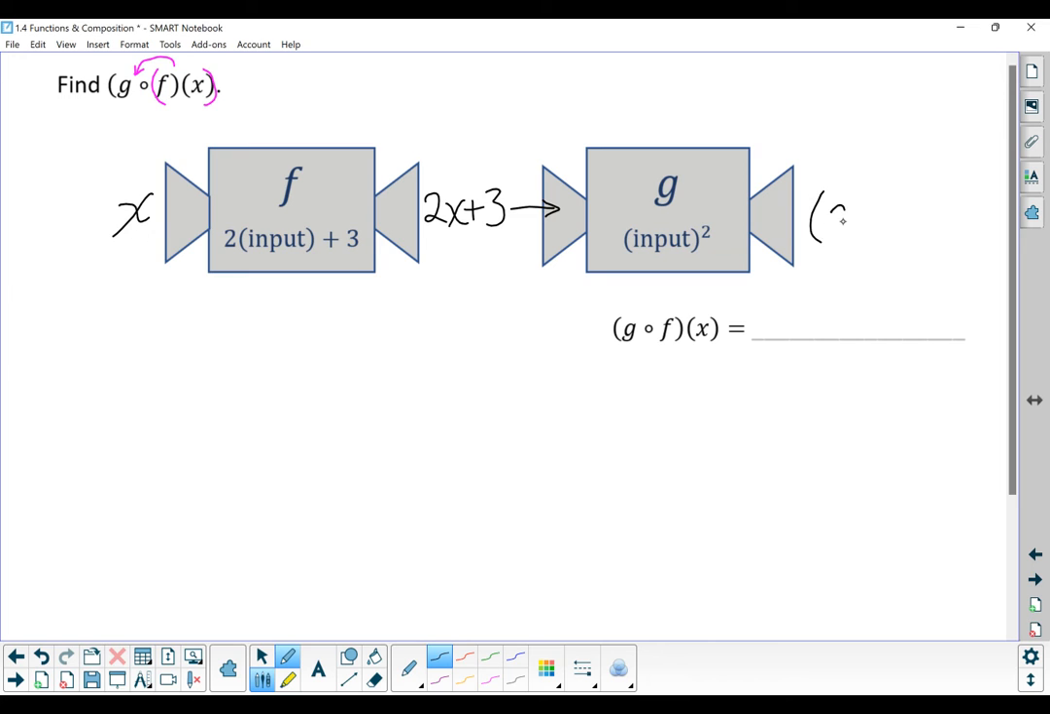Function g is a squaring function. So we end up with 2x plus 3 squared. Now we could multiply that out, but for the purpose of the video, I'm going to leave it in this written form.